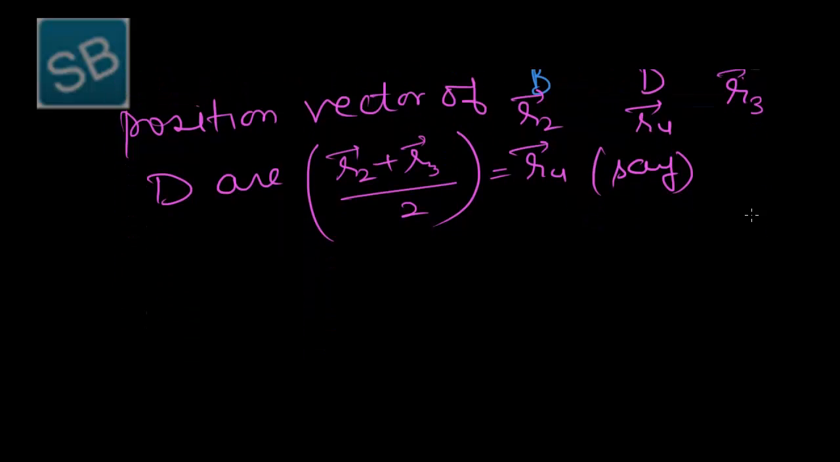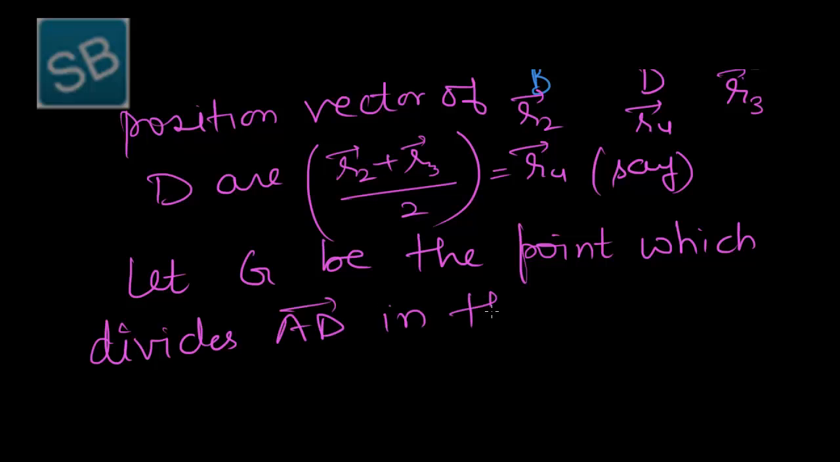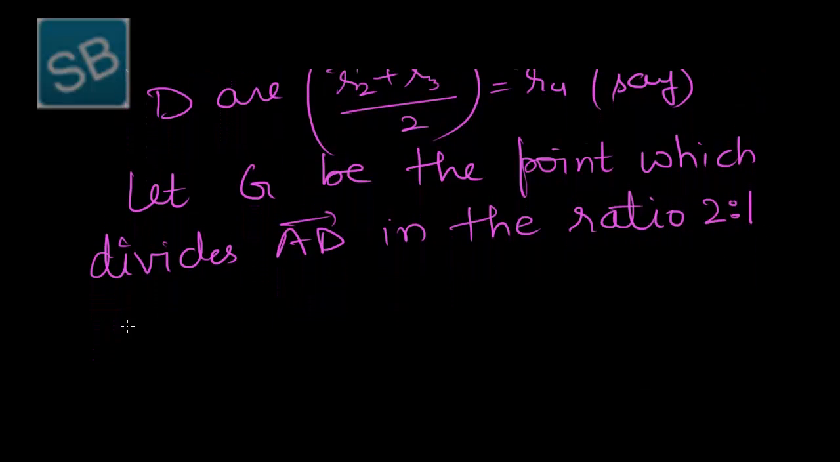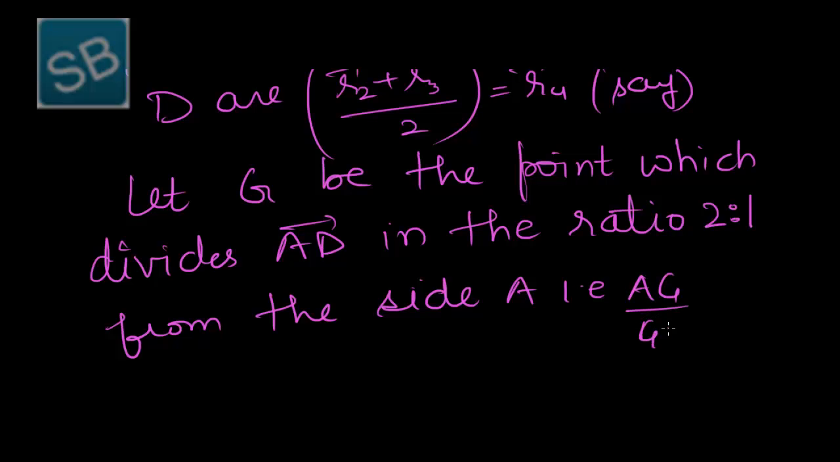Therefore, let G be the point which divides AD in the ratio 2:1 from the side A, that is AG over GD is equal to 2:1, equal to m over n.